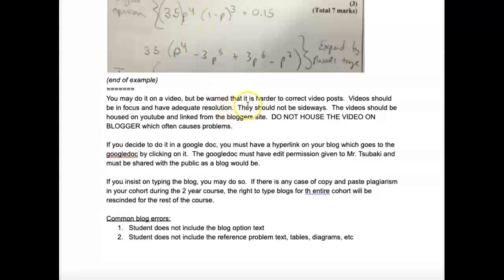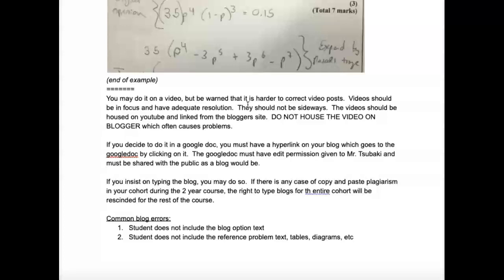You can make videos, but just to warn you, videos are hard to correct, right? You make a 2-minute video, it's like, oh yay, I finished my blog option. You have a mistake right in the middle of it. It's really awkward to fix that, okay? So that's a disadvantage of doing videos. When you do videos, I will take off points if you put the video sideways.